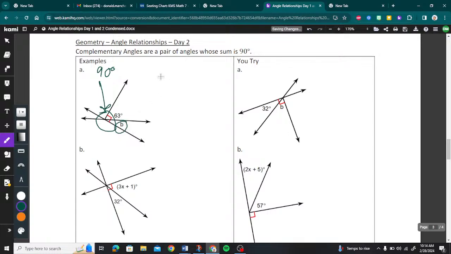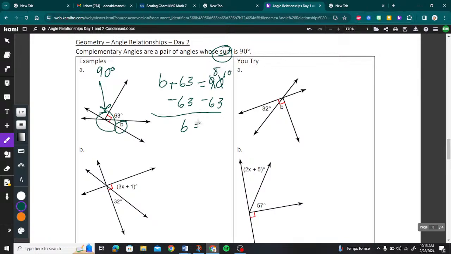So all we do is we say, hey, b plus 63, they're complementary. If I add them together, their sum is 90. So what we do then is we undo addition with subtraction. So 90 minus 63, and so that's 10, that's 8, so this is 27.